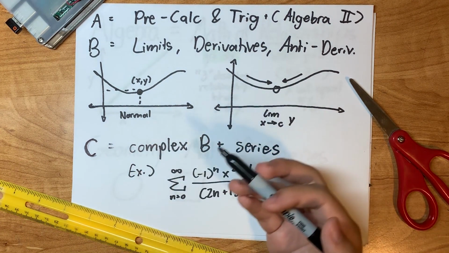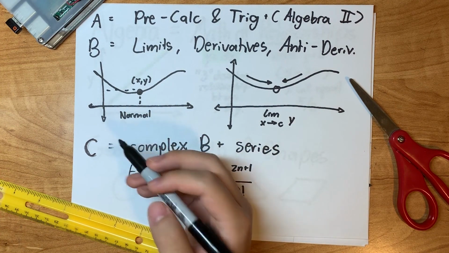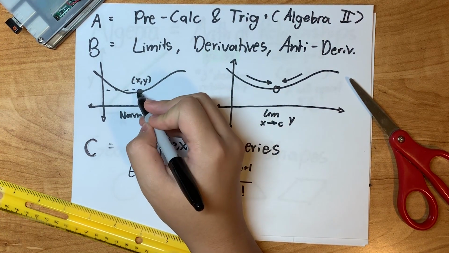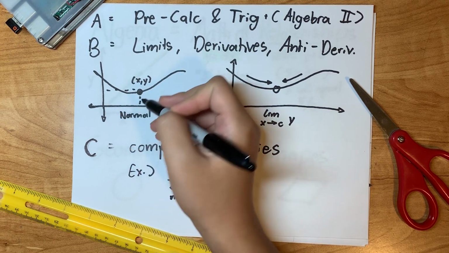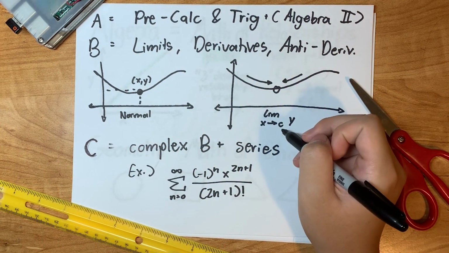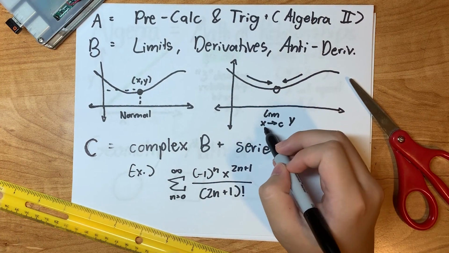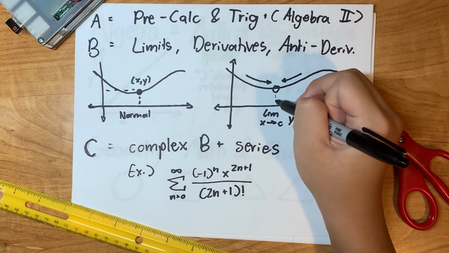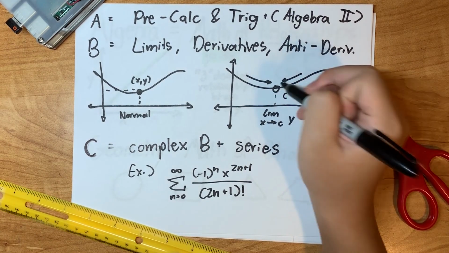Limits are an extension to the relationships you saw in algebra. Instead of finding out what happens exactly to y at a certain x, you are finding out what would happen to y as x approaches a certain value. As seen here, the limit as x approaches this value c, what would happen to y?